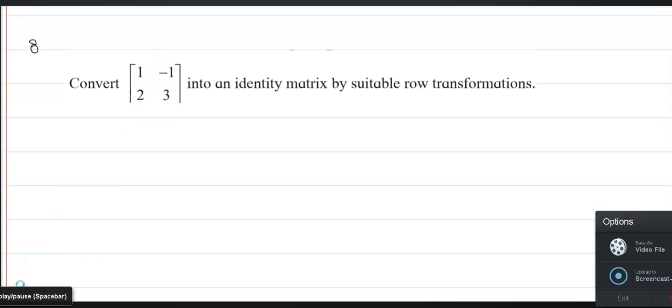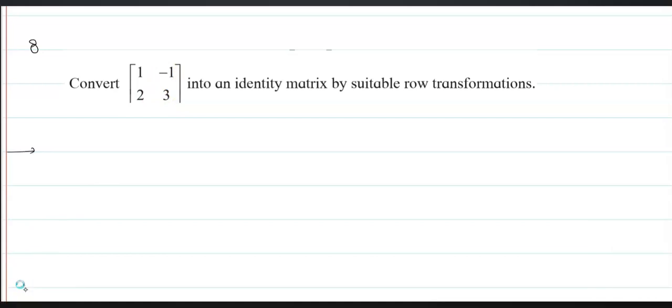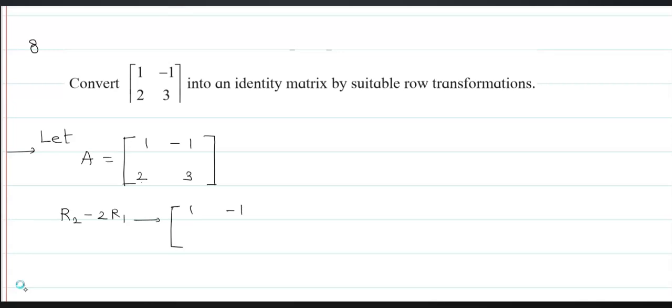Now we'll follow it step by step. Now we'll make the A21 element a 0. Then what will our operation be? That is R2 changes to R2 minus 2 times R1. Then you will get 1 minus 1. This will become 0. And this will be 5. That is 3 minus 2 times minus 1, that is a plus, that is 5. This is my first operation.